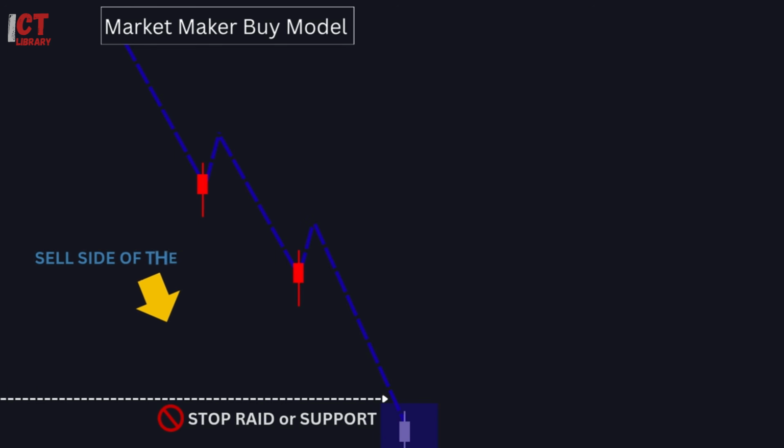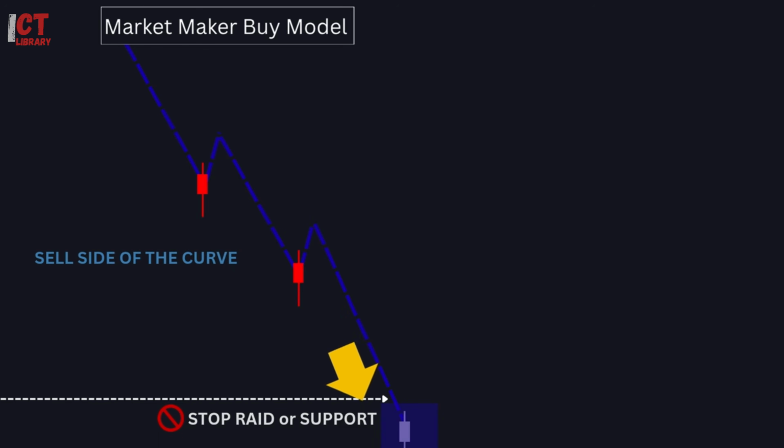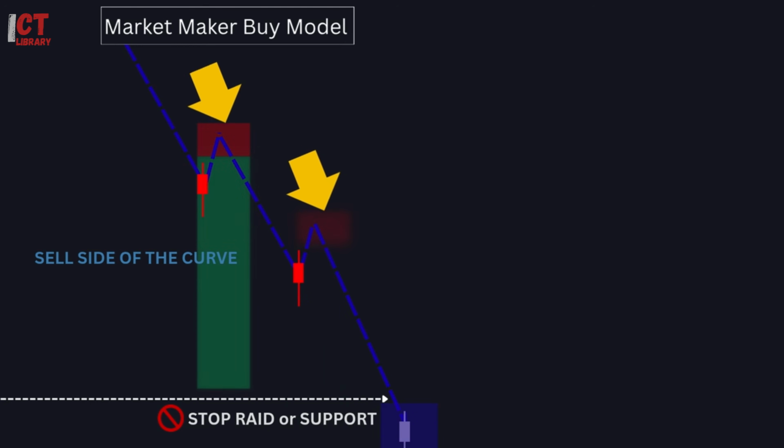But here is the key concept. We are anticipating the market to move lower first, and then eventually expand higher. Now watch this carefully. Sometimes you will observe the market dropping into that support level in real time. If that happens, you may even participate by taking short positions during the decline.